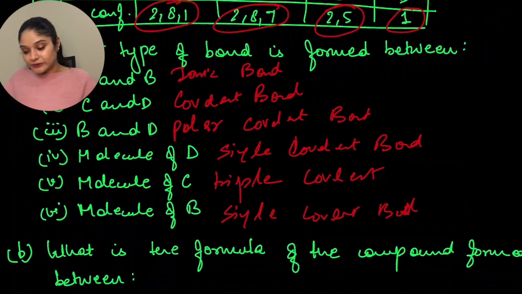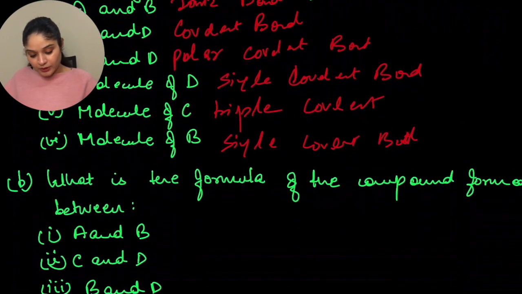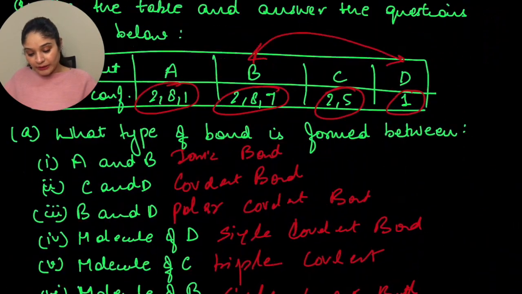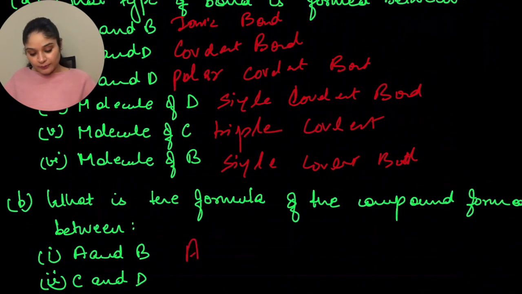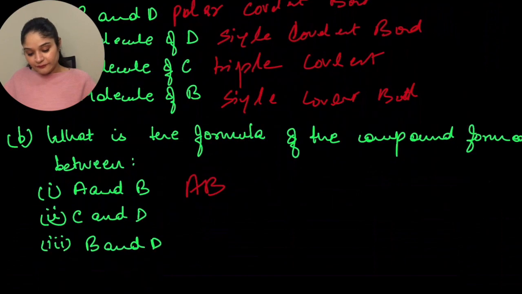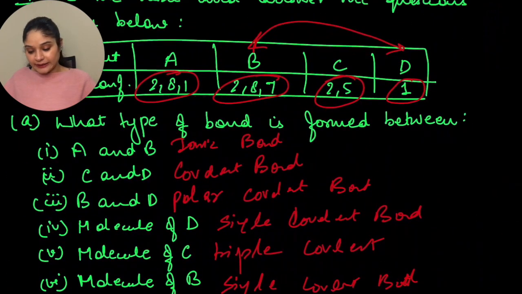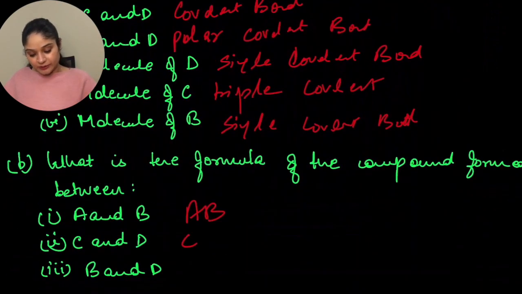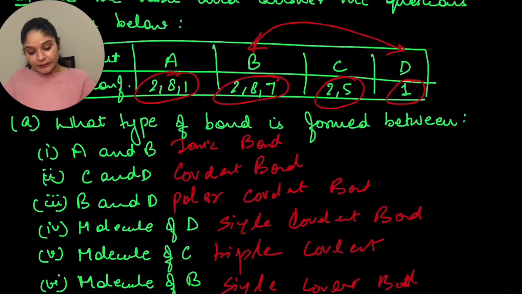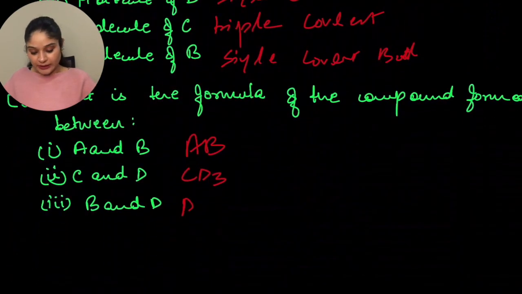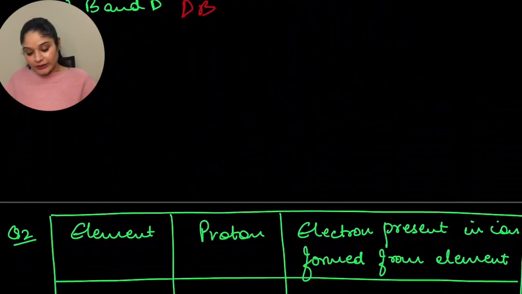They are asking what is the formula of the compound formed between A and B. So A and B will be nothing but just AB. Then we have C and D. So C will be 1 and D you will be using 3. So CD3. Then the third one is B and D. So B and D that will be just DB. That's it. So DB. Now let's move to the next question.